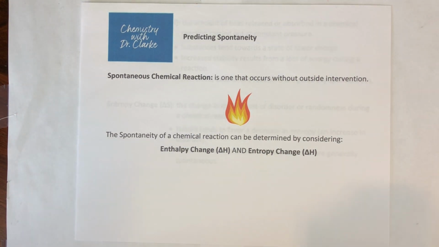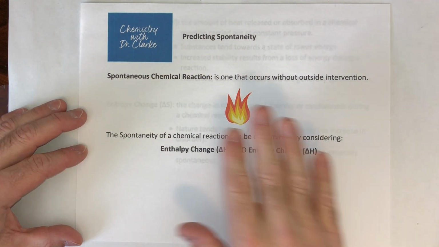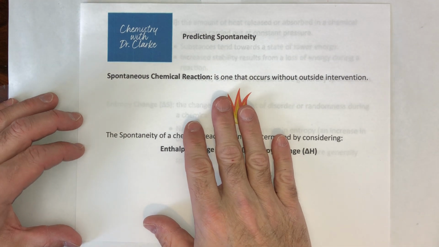Hello and welcome to Chemistry with Dr. Clark. In this video, I would like to talk about how to predict whether a chemical reaction or physical process is spontaneous or non-spontaneous. Okay, now the first thing we should talk about, what does it mean to be spontaneous?